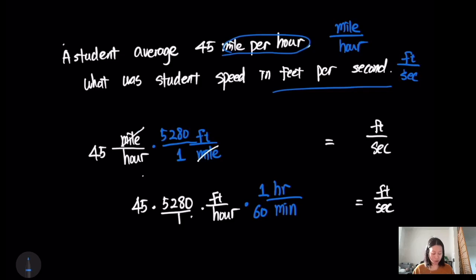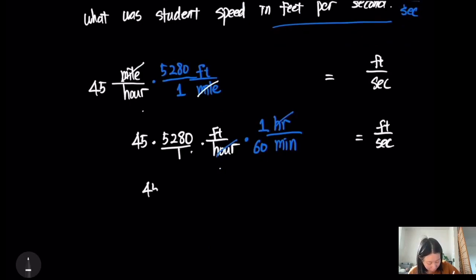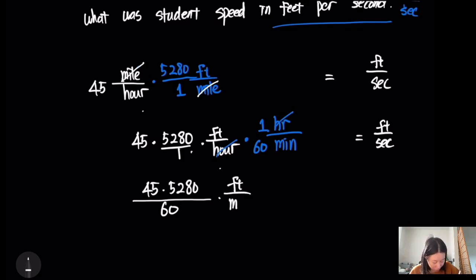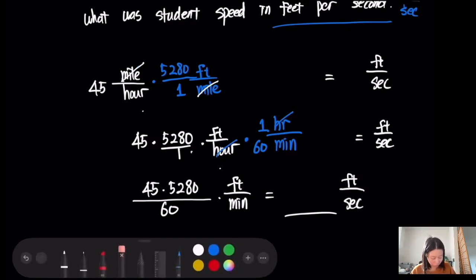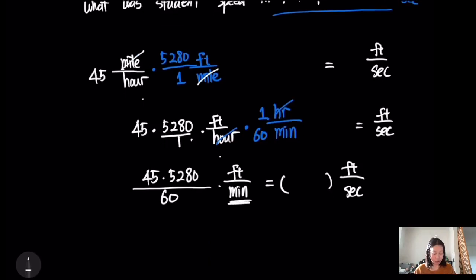I can start with converting the hour to the minute first. So hour and the hour, they cross cancel. What we have left here is 14.5 times 5,280 over 60. So the unit right now is feet over minute. But our goal is we want to get feet over second. Let me not use a bar. Let me use a parenthesis. So that means I still need to convert this minute to a second.